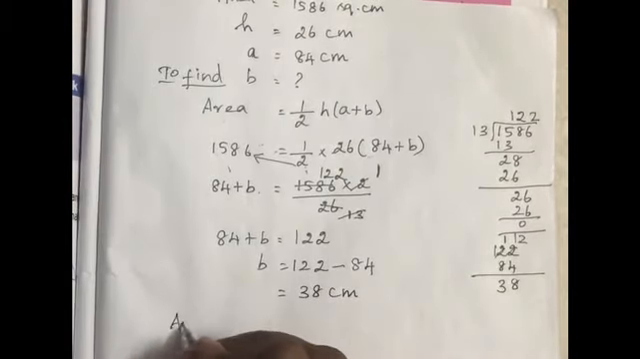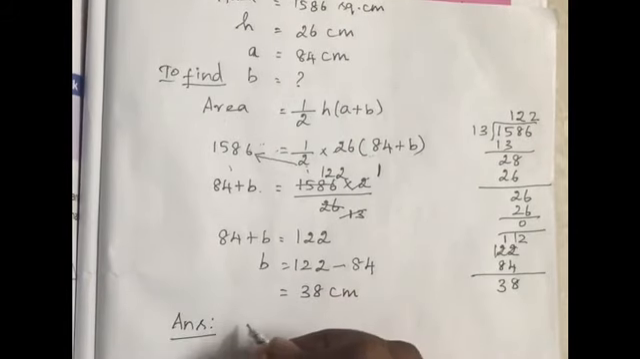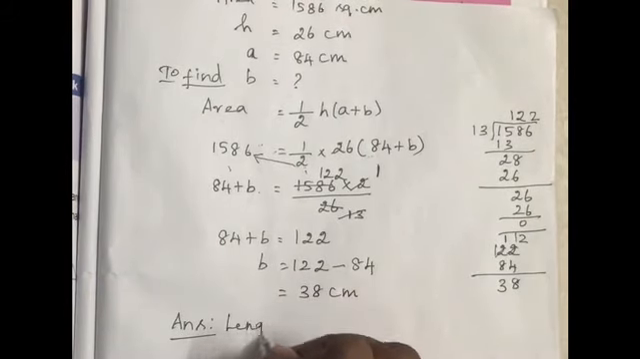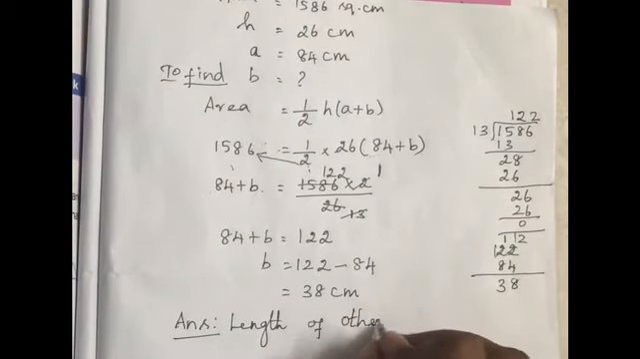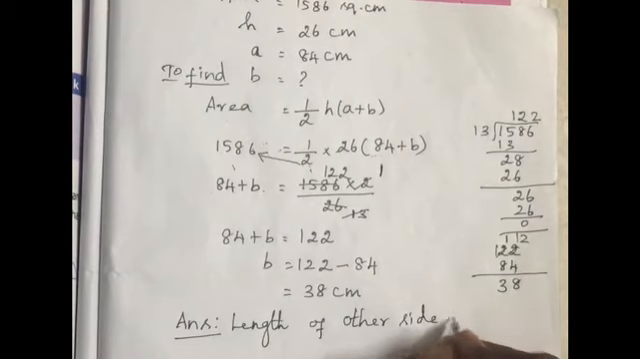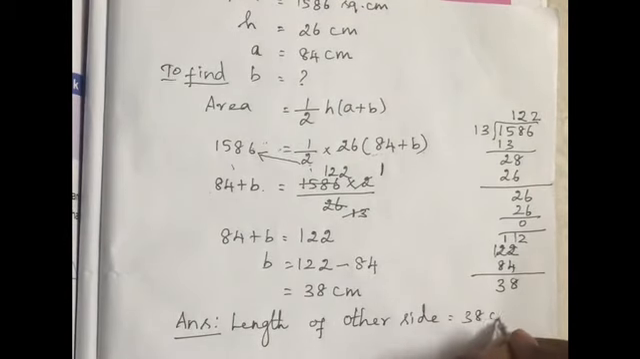So, answer: the measure of the other side, or length of the other side, is equal to 38 centimeters.